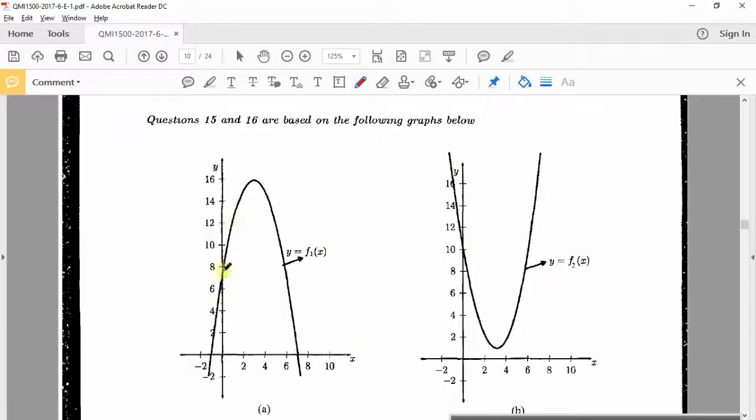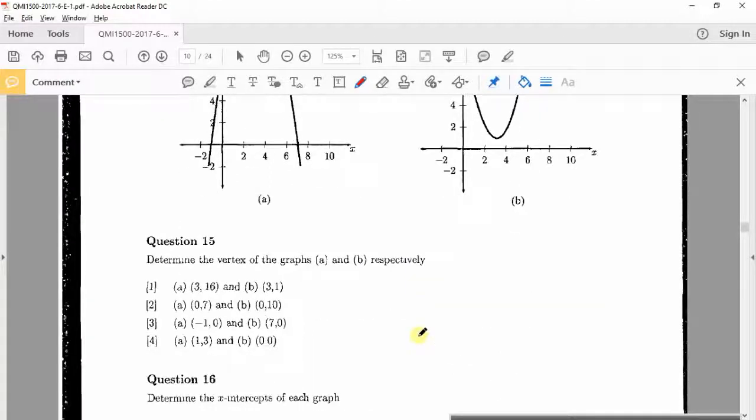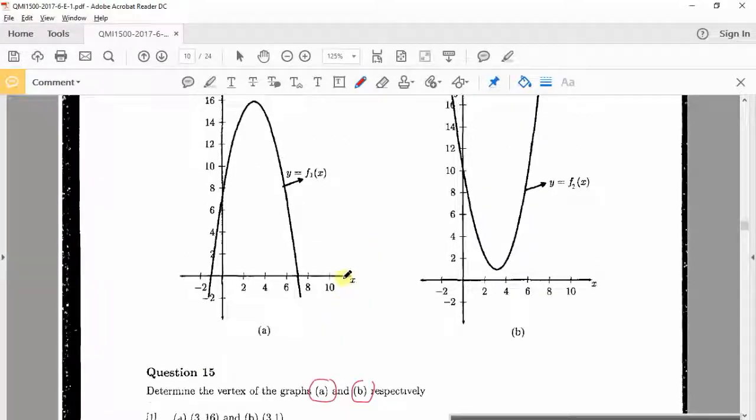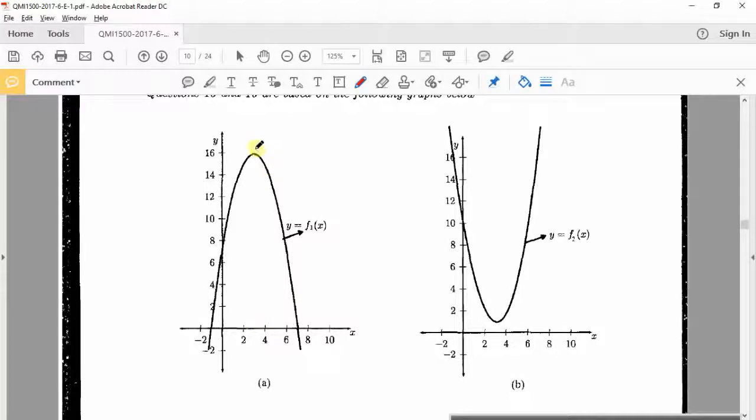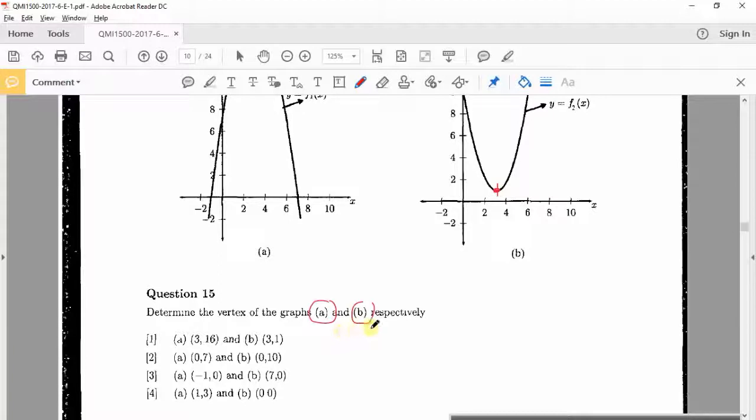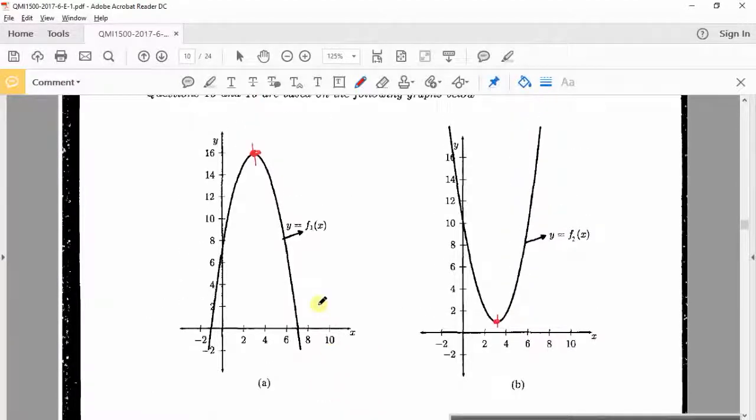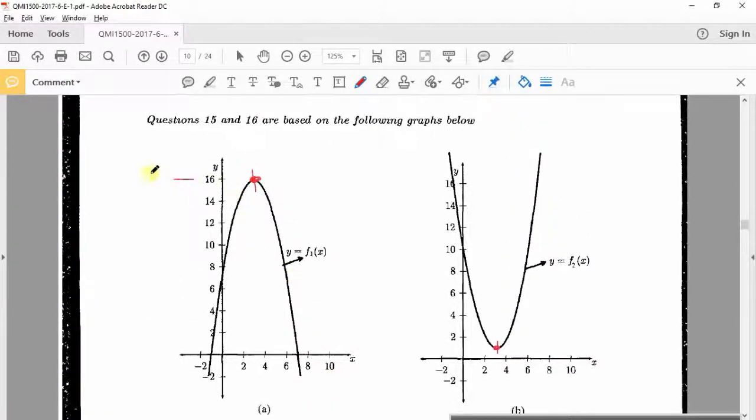Question 15 and 16 are based on the following graphs. They've given you graphs, happy graph and sad graph, and you've got intercepts. Determine the vertex of the graphs A and B respectively. So A, the vertex is there, and B, the vertex is there. We need it respectively.